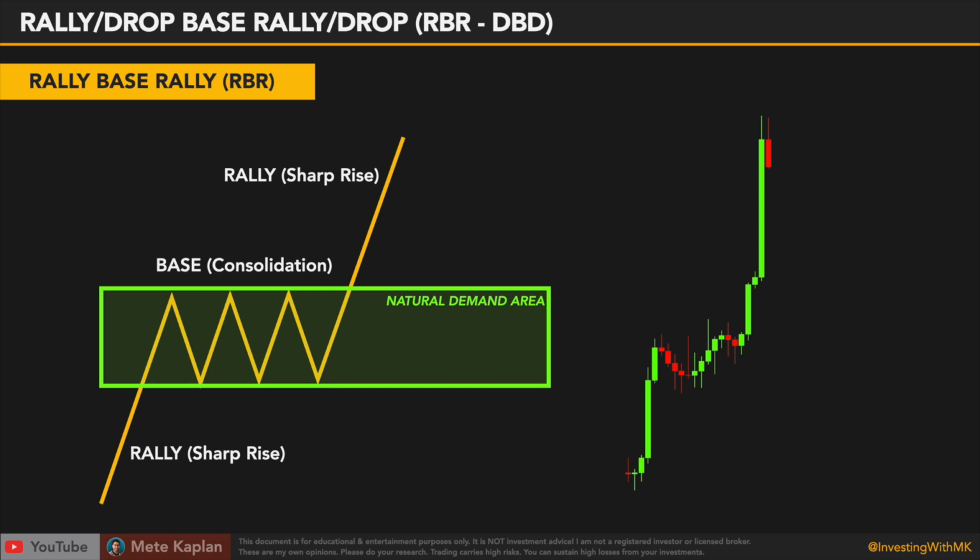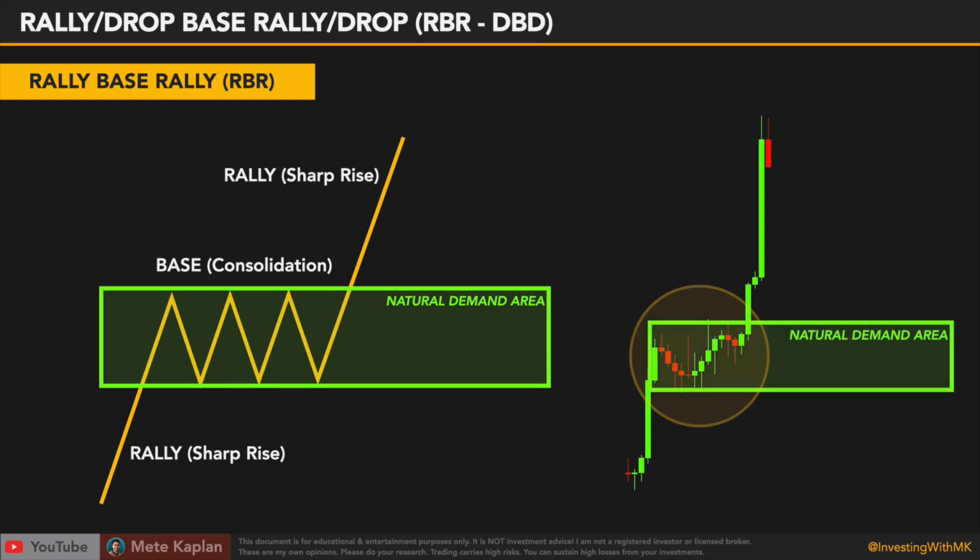As you can see in this example, a very strong rally happens and a consolidation period follows. Orders are accumulated and then the second rally happens. Never forget, bases are order accumulations that start the second rally or drop.